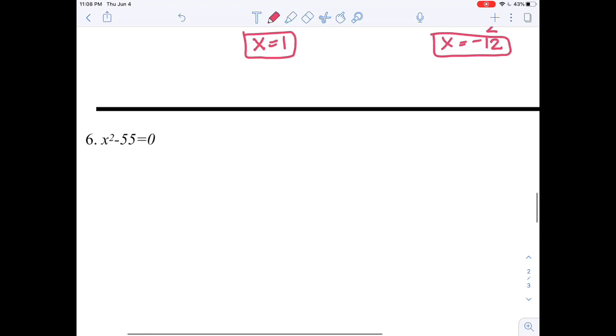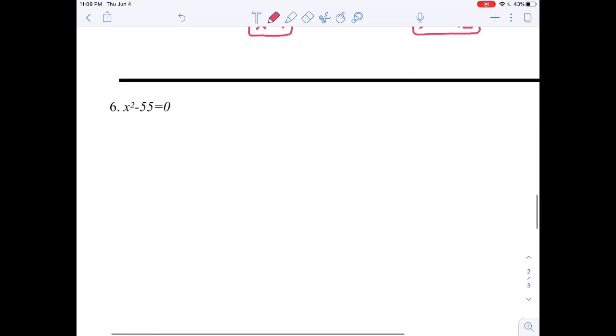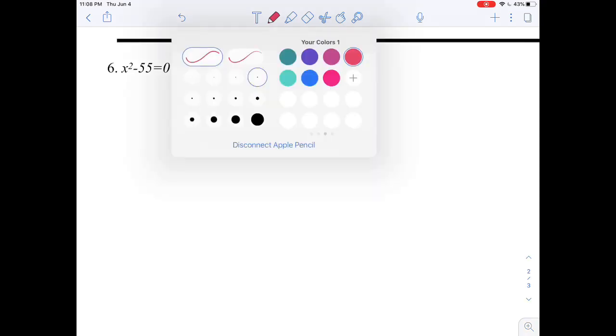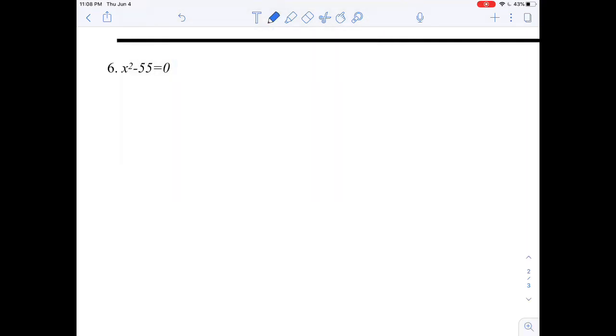And for our very last question, this is in standard form. Question number 6 is x squared minus 55 equals 0. Even though there is no plain old x term, this is still in standard form. So here we have a is 1. Since there aren't any plain old x's, b is 0. And c is negative 55.